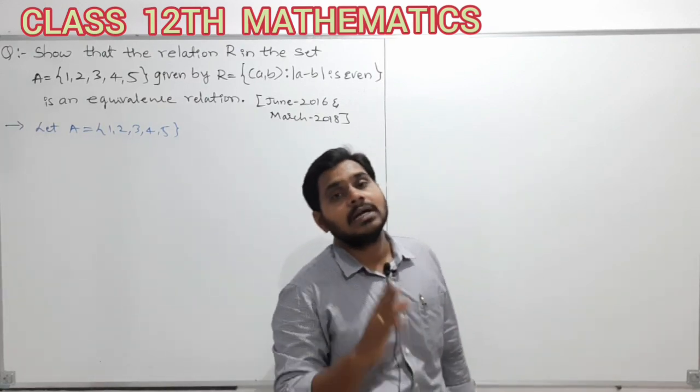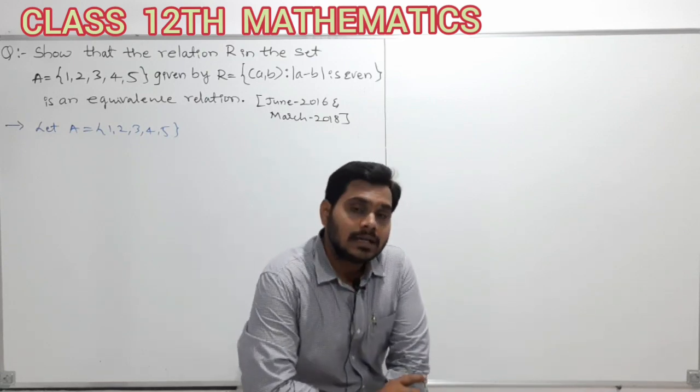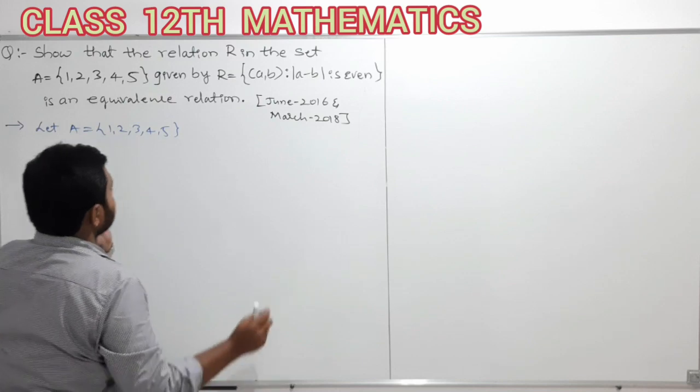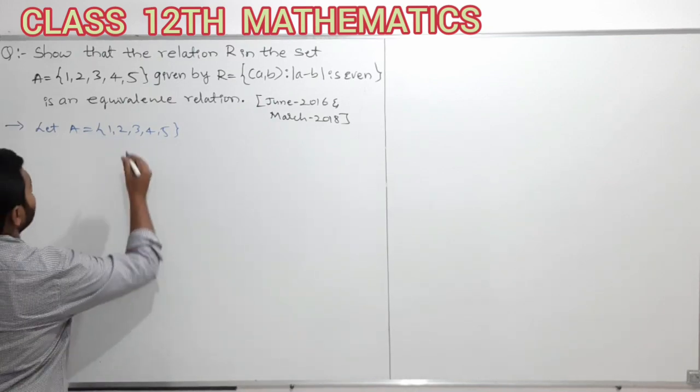And please remember, 0 is also an even number. Am I clear? Clear. So therefore 0 is an even number. Please keep that in your mind. With all this, we'll move to the question.